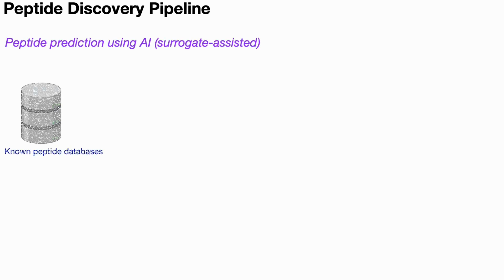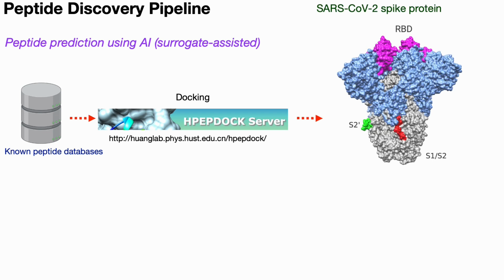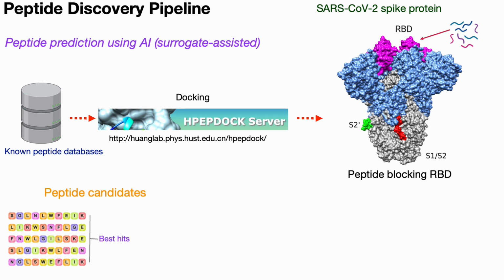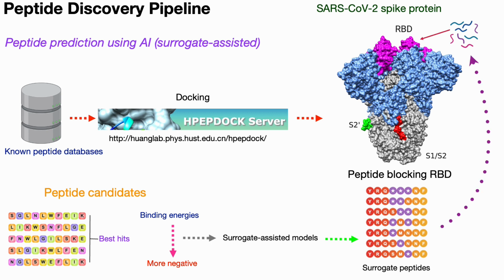So basically we use this AI prediction with new peptides and docking with the HPEPDOCK server, and after we have this for the RBD region and for new surrogate peptides for blocking the RBD region of the SARS-CoV-2. So we have peptide candidates with best hits, comprising peptides with more negative energies in the docking results. So we propose these peptides from surrogate-assisted models as new peptides for blocking this RBD region of the spike protein of the SARS-CoV-2.